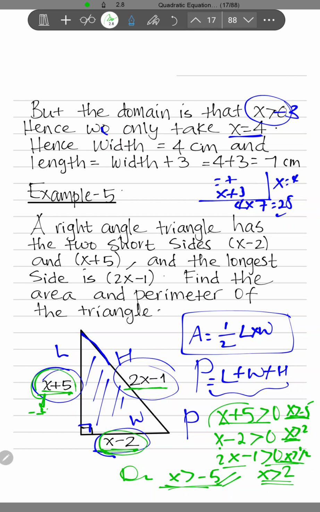Which length requires the highest x? This one. This one requires the highest x value here. X greater than 2. Because this has to be greater than 0, it's a length. This has to be greater than 0, and this has to be greater than 0. All the three sides have to be greater than 0. In that case, here x has to be greater than 2, x has to be greater than minus 5, x has to be greater than half.